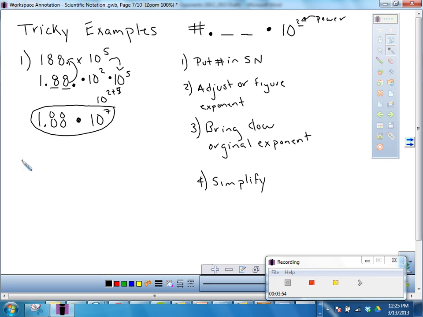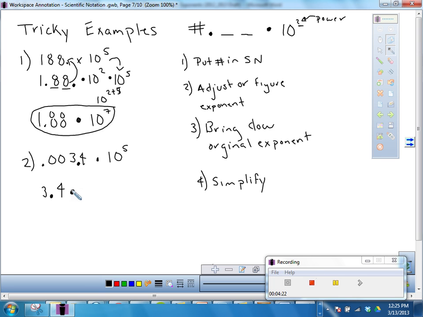So let's do another example. What if we had something like 0.0034 times 10 to the fifth? Well, right now, this is not in scientific notation. I need to move this into scientific notation. I know my decimal is going to end up being right here because that's between the 3 and the 4. So I'm going to go ahead and rewrite this.